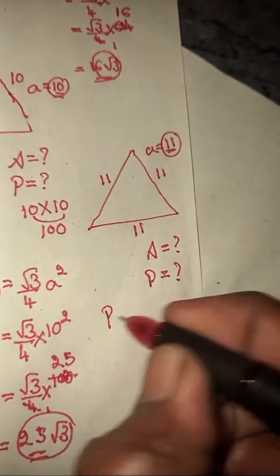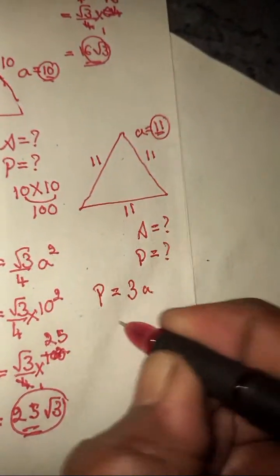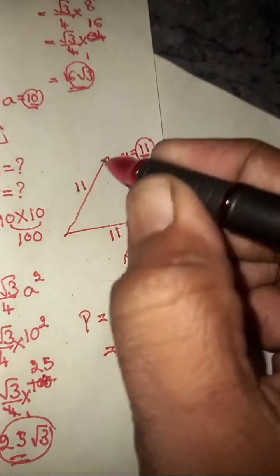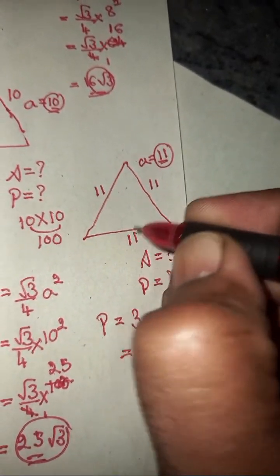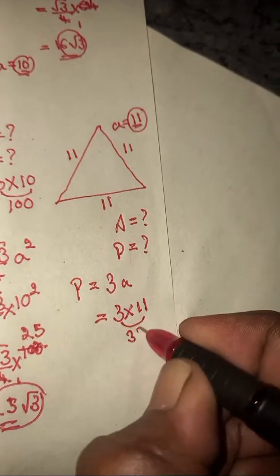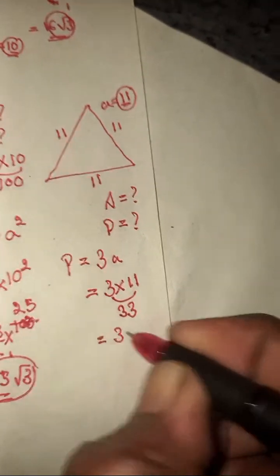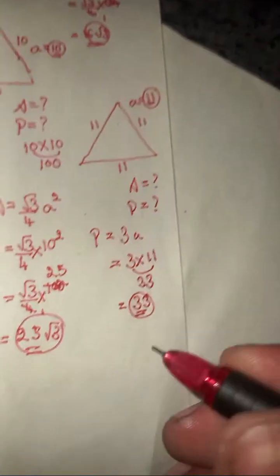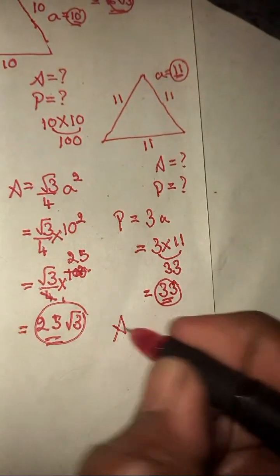Now perimeter is 3a, that is 3 times of the side length. Here side length is 11 units. 3 times of 11 means 33 units. 33 units is the perimeter. Let's find out what's the area.